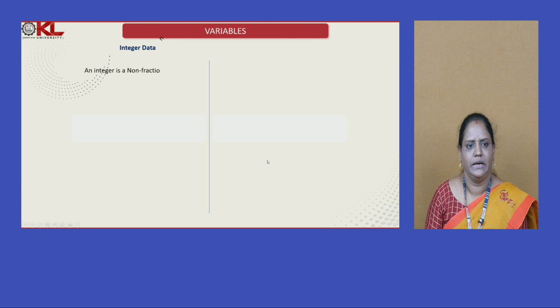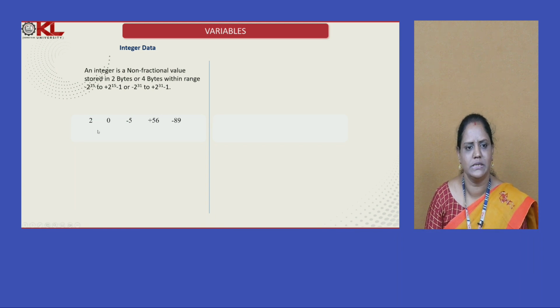Now integer data. An integer is a non-fractional value stored in 2 bytes or 4 bytes within a range of minus 2 to the power of 15 to positive 2 to the power of 15 minus 1. So the values we can store in integer are natural numbers or whole numbers, but the second declaration is not allowed. We have to give only the value and the sign of the value. We should not give any commas or dots or dollar symbols while giving the values.